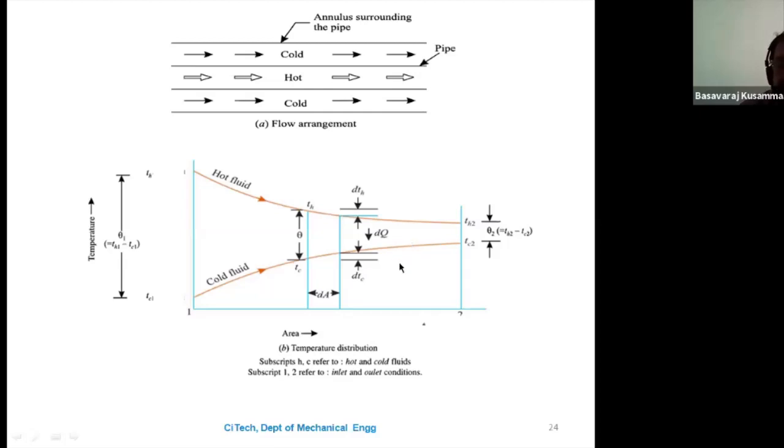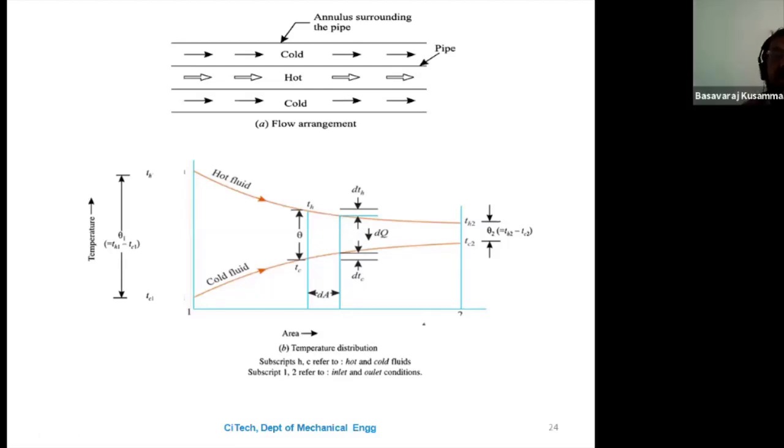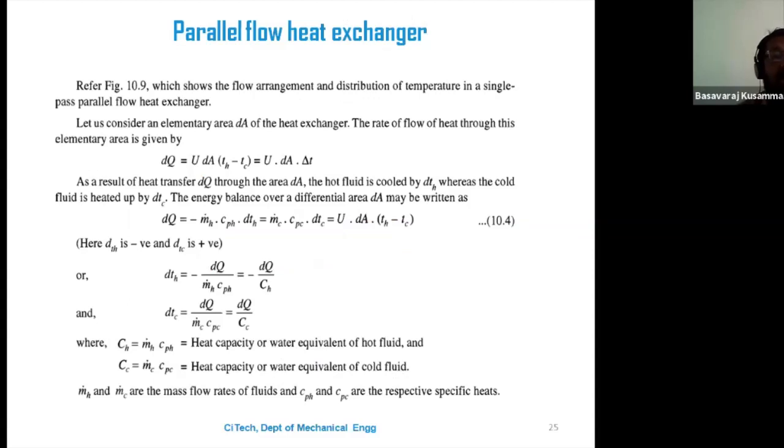Is there any doubt, Sakib, here? No, sir. Yes, we can go. You understood what the parallel flow heat exchanger is? Then we go for how to derive the equations.